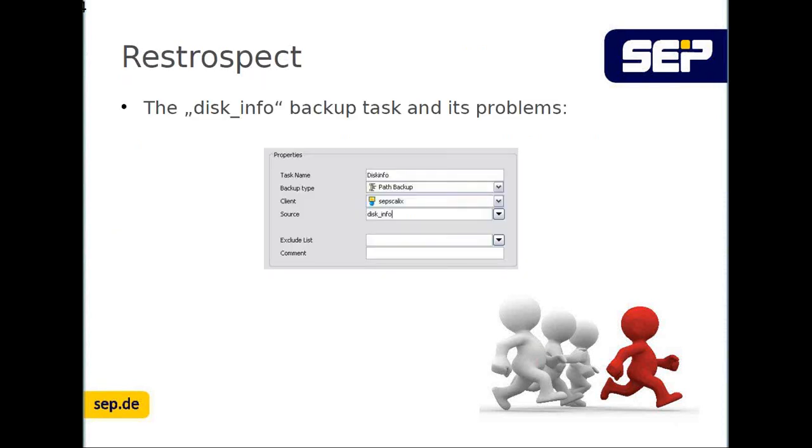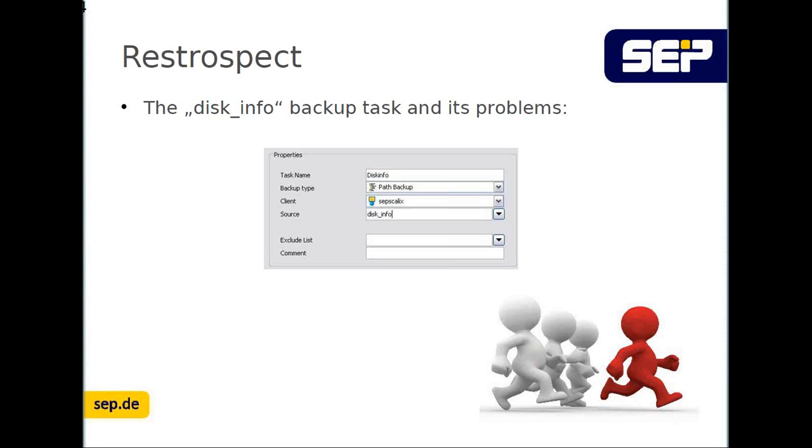With SEP sesam, in the old days, there was a special backup task which was called disk info. This backup task was basically gathering information about the system. Means beneath your regular file backup of your Linux client, you did a disk info backup, and it was basically backing up all the information about the disks in your system and also about the network configuration, IP addresses, default gateway, and so on. Means you could already use this disk info backup in older sesam versions to recover a system from scratch.